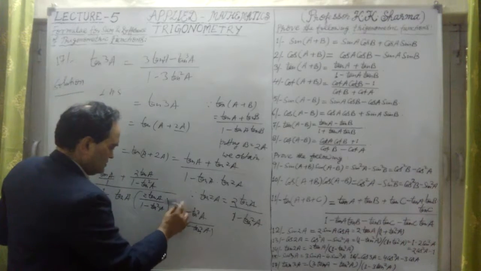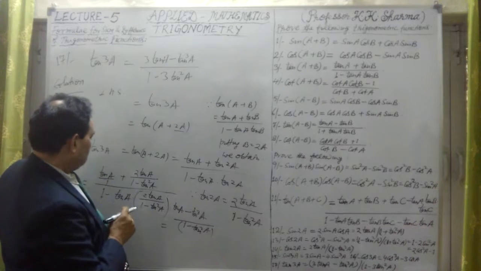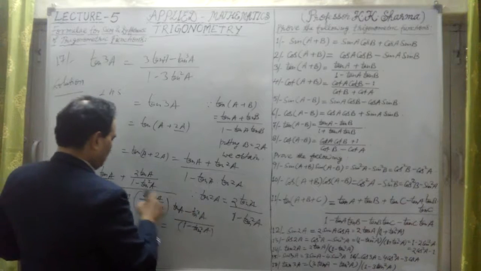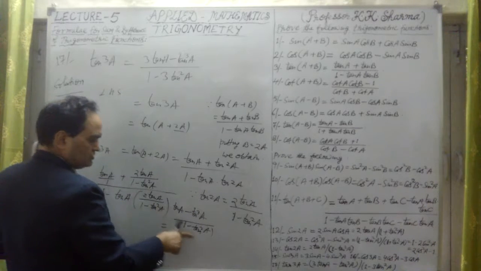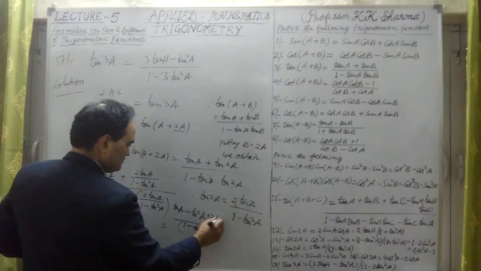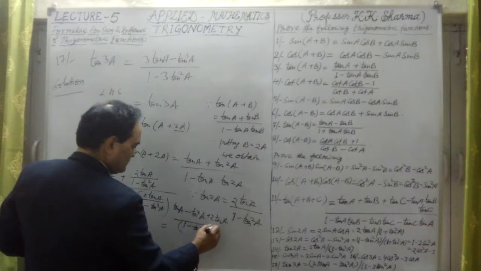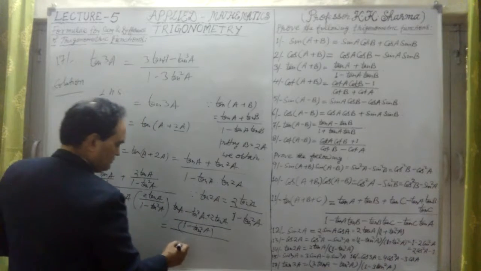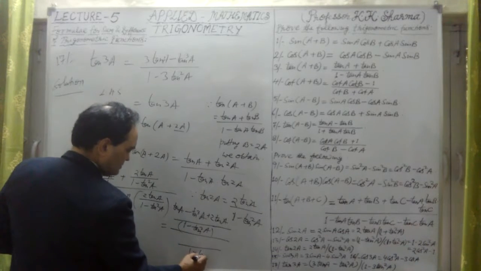into tan a. This is the value in case of tan a multiplied. Now in this case, plus 1 minus tan square divided by 1 minus tan square is 1. 1 into 2 tan a is plus 2 tan a. This whole divided by, taking further LCM 1 minus tan square a.